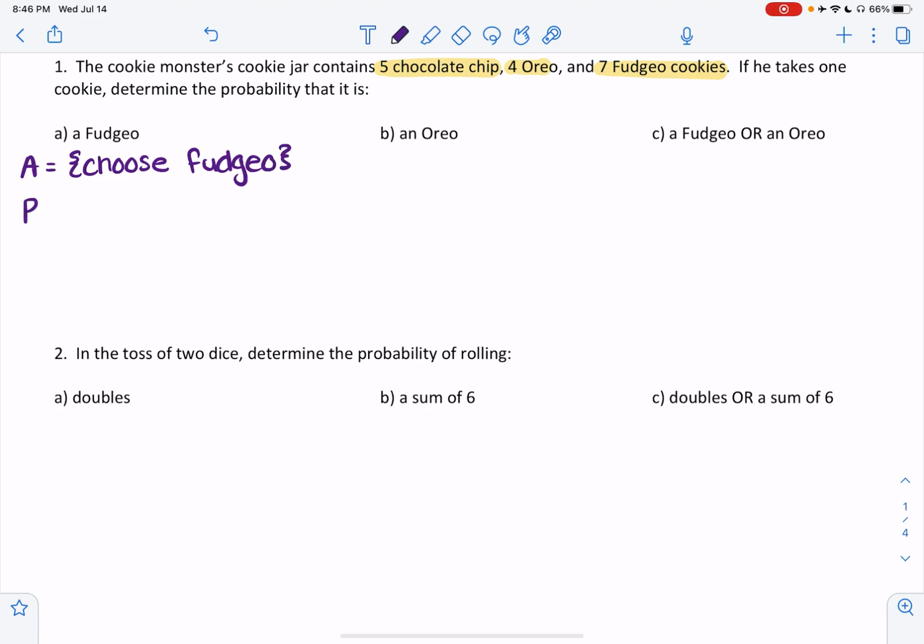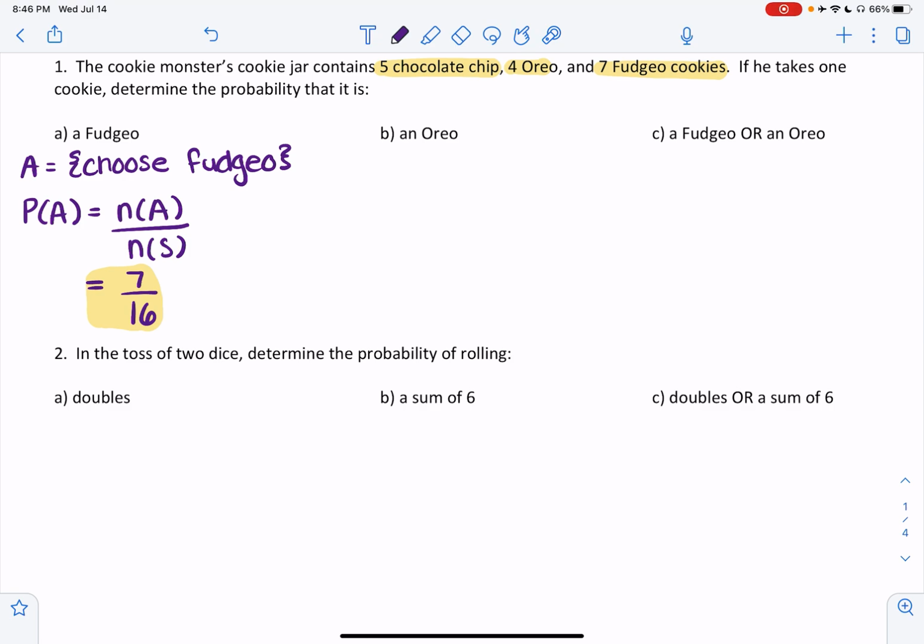Now our probability of event A would be the number of ways we can choose A divided by the total number of elements in our sample space. So if I look at the question, there are 7 Fudgio cookies, and our total number of cookies in the jar are 5 plus 4 plus 7, which is 16 total cookies. So our probability of choosing a Fudgio is 7 divided by 16.